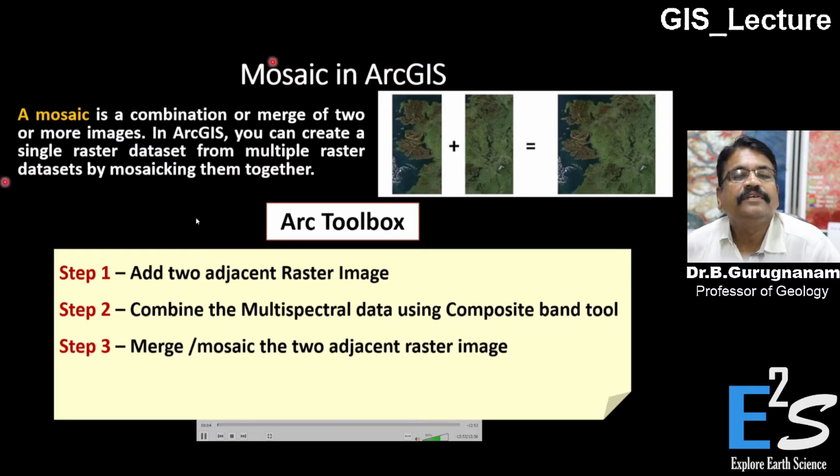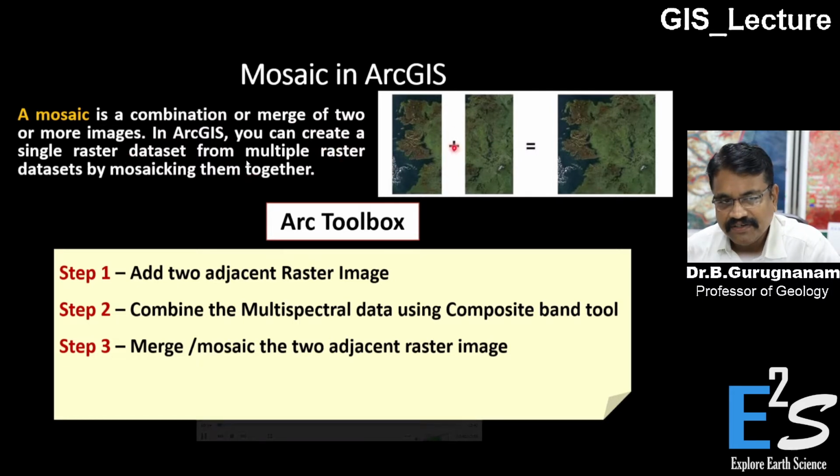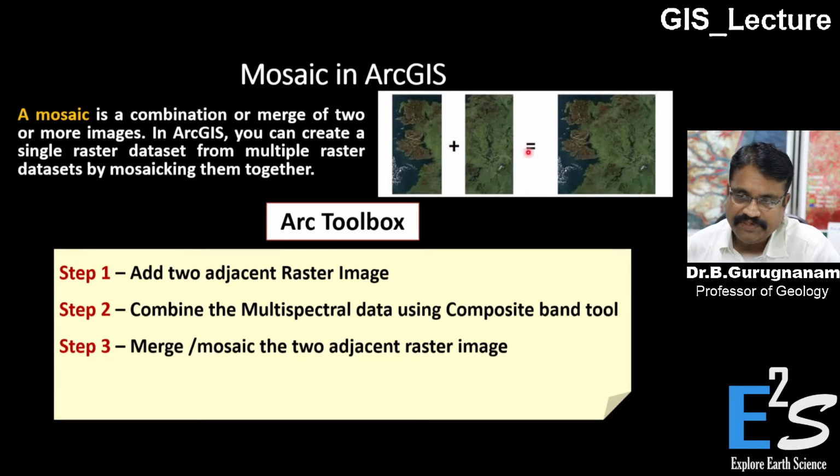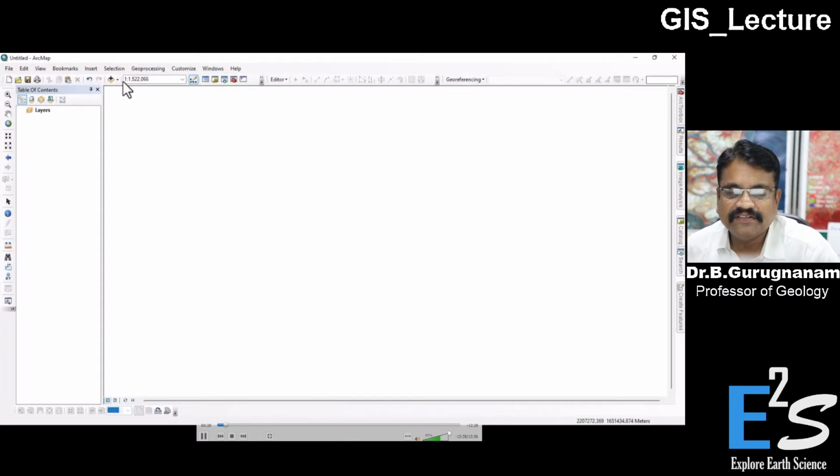A mosaic is a combination or merge of two or more images. In ArcGIS, we can create a single raster data set from multiple data sets by mosaicing them. So the examples are given here. There are three steps involved in this. Add two adjacent raster data, step one. Combine the multispectral data together, second step. Merging the data or mosaicing the data is the third step.